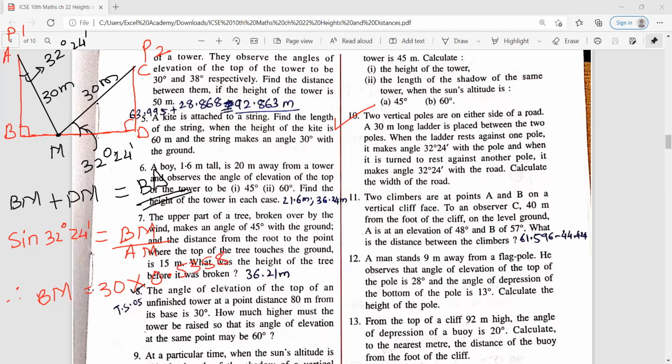किती येते sin 32 degrees 24 minutes व्हॅल्यू? 0.5358. ओके, मल्टिप्लाय करा, सांगा मला BM किती आलं. 30 into 0.5358. Do it. 1.607. 1 point नाही, 16 point काहीतरी. 16.074 meter. Okay, this is BM.